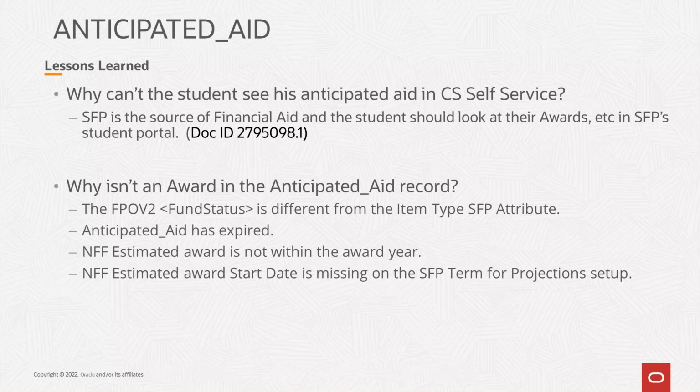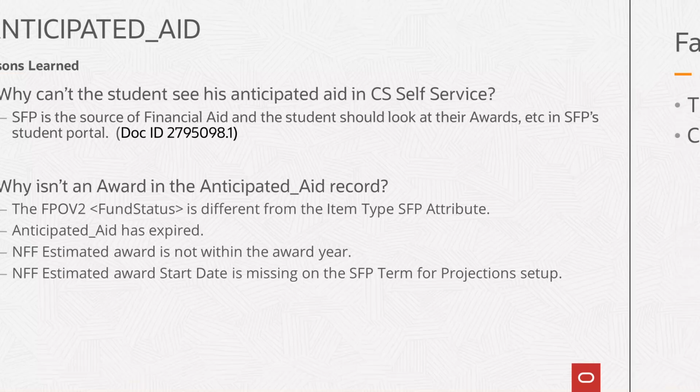Why isn't an award in the anticipated aid record? The FPOV2 fund status may be different from the item type SFP attribute setup. Anticipated aid may have been determined during processing that it had expired. A non-federal fund estimated award message is not within the current award year, or the non-federal fund estimated award start date was not set up in the SFP term for projection setup.